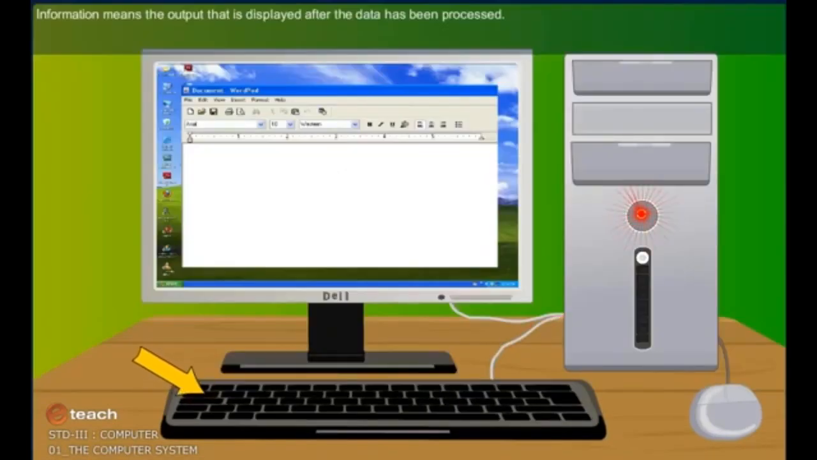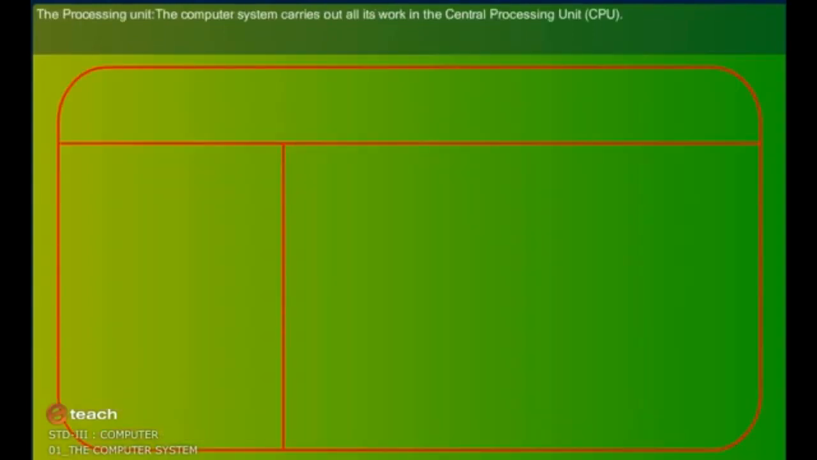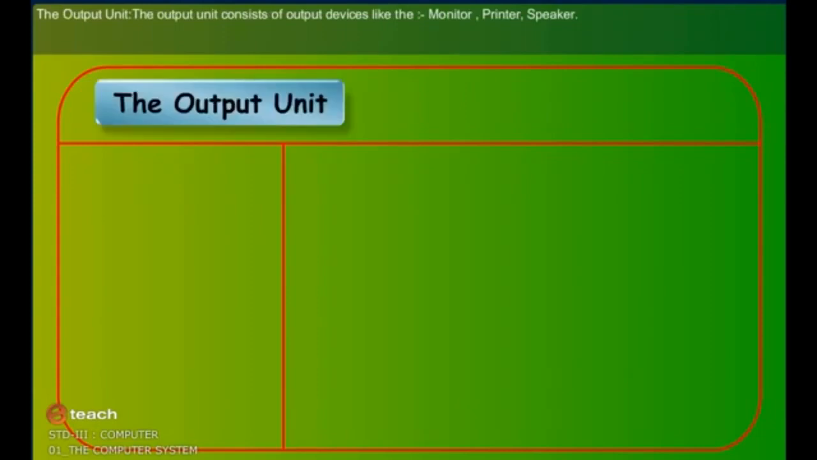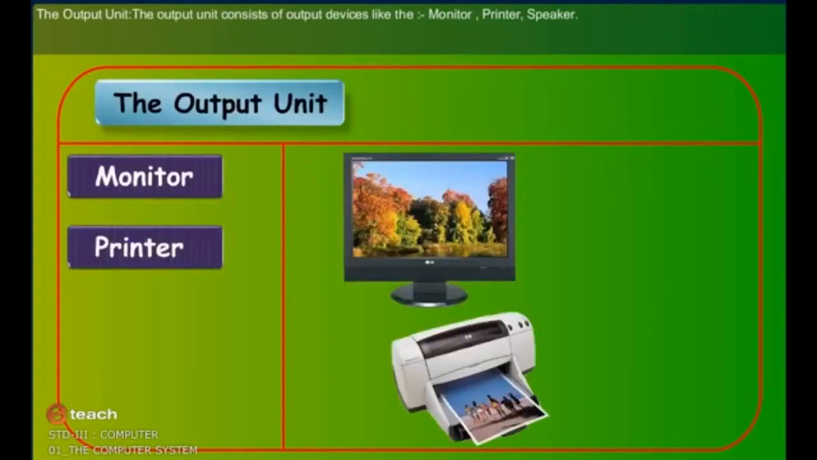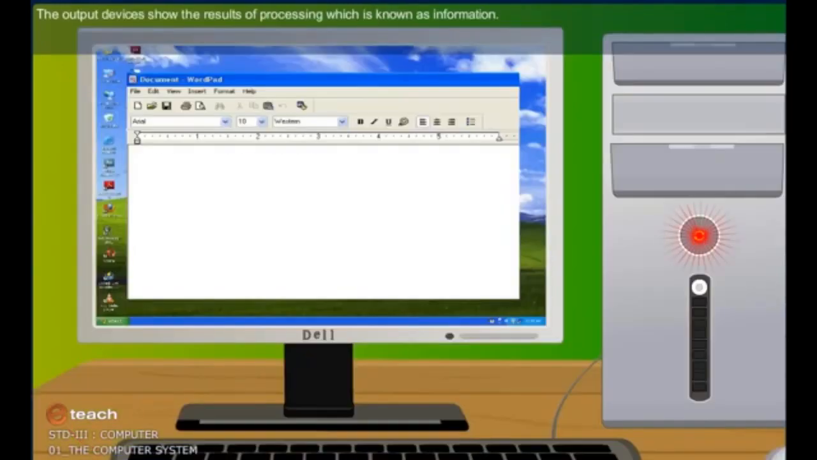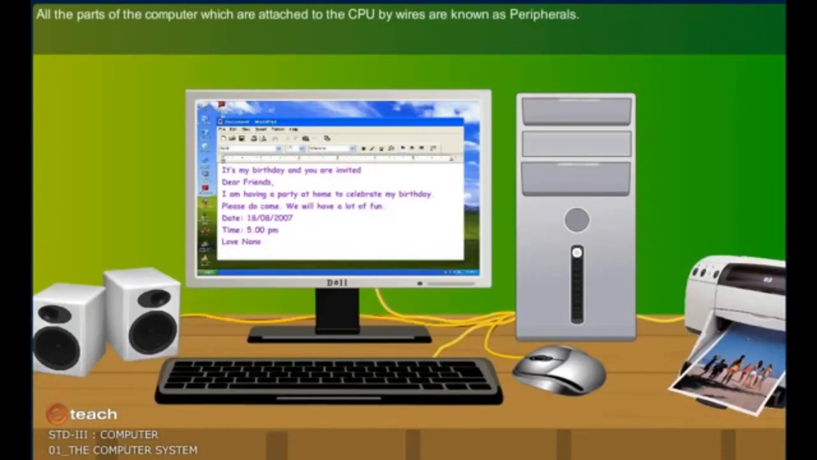Information means the output that is displayed after the data has been processed. The processing unit: the computer system carries out all its work in the central processing unit, that is called CPU. The output unit: the output unit consists of output devices like the monitor, printer, and speaker. The output devices show the result of processing, which is known as information. All the parts of the computer which are attached to CPU by wires are known as peripherals.